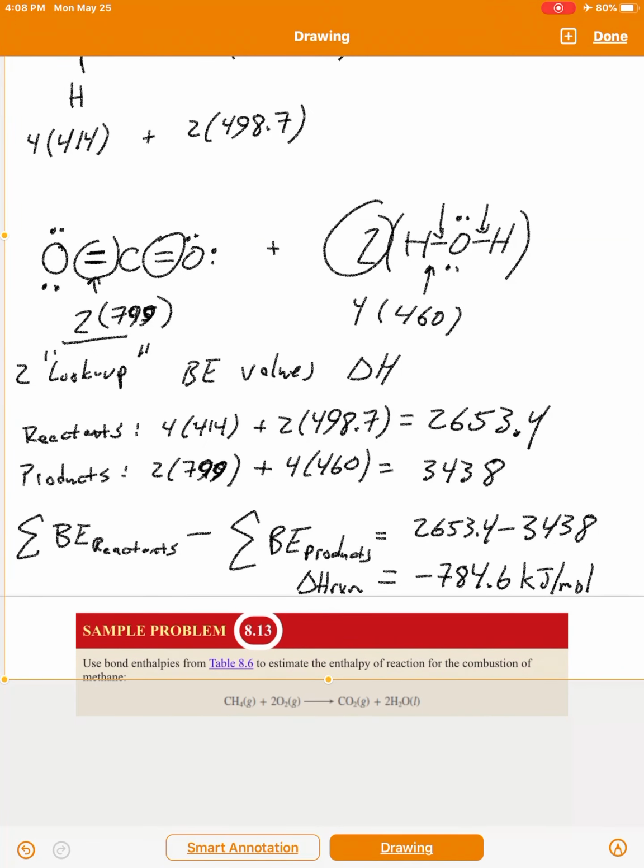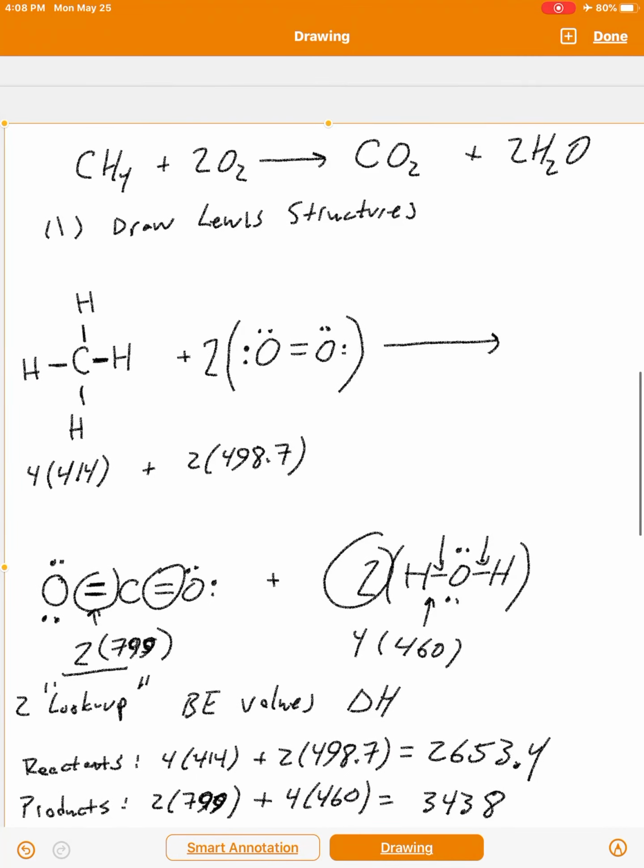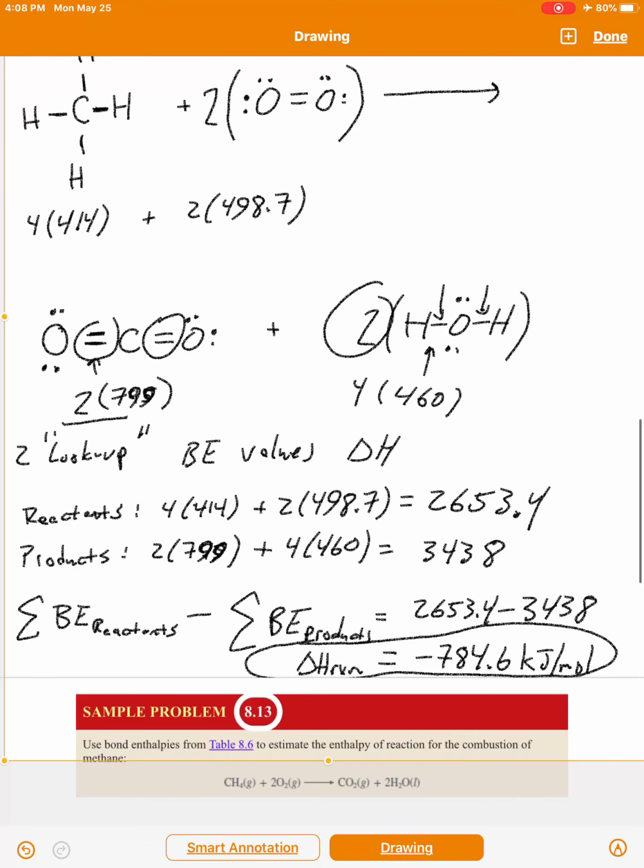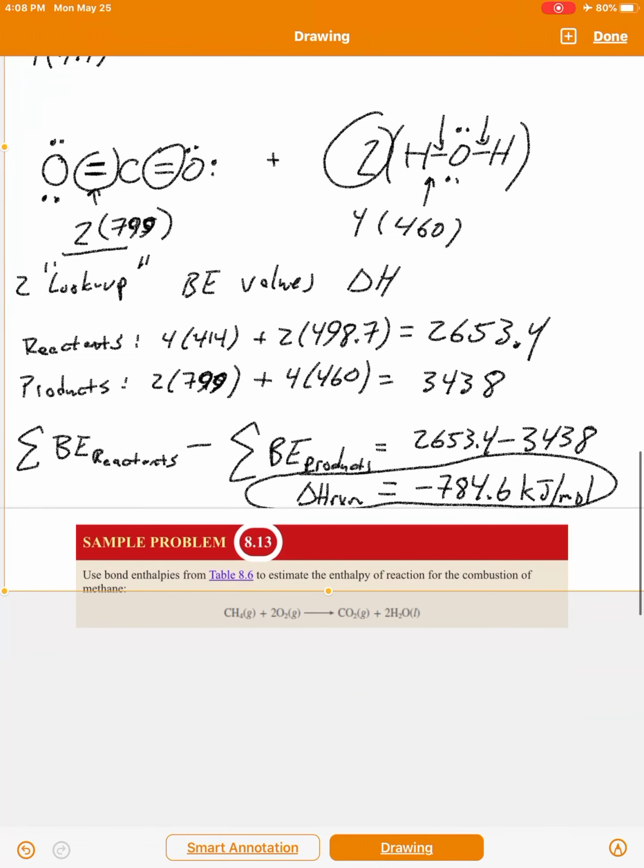So this gives us a way to estimate the enthalpy of a reaction, delta H of reaction, by using these bond enthalpies. Essentially, we draw the Lewis structures, we count up the number of bonds, we take the sum of the bond enthalpies of the reactants, and subtract from that the sum of the bond enthalpies of the products, and that gives us the enthalpy change for the reaction, and we're done. Okay?